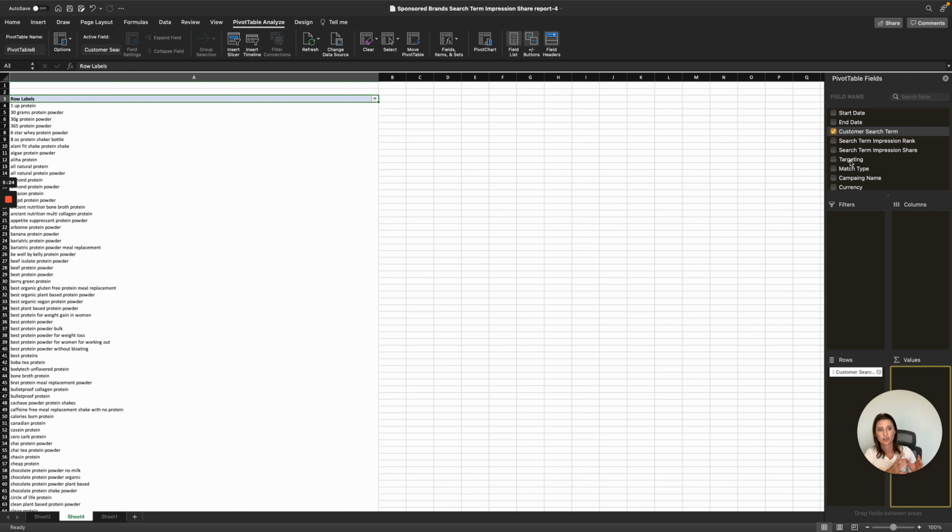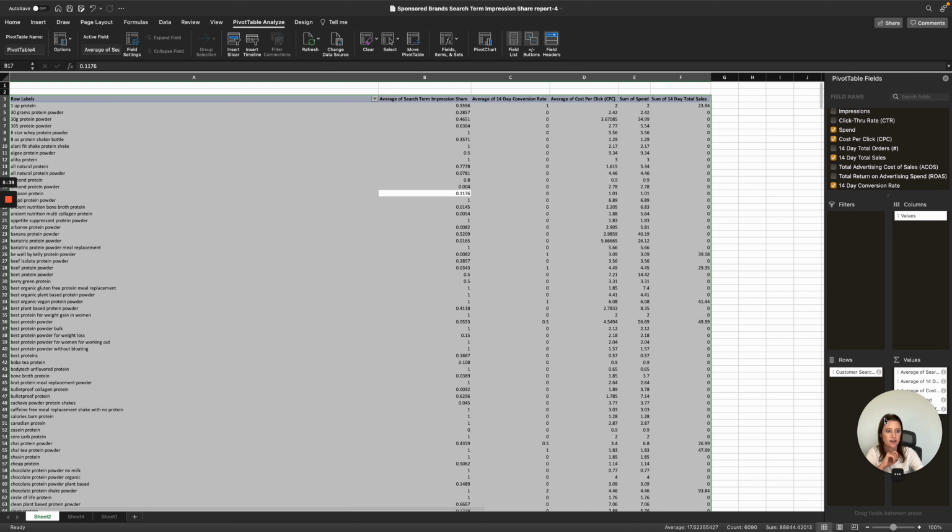But when you get it on the search term level, that's going to allow you to make better decisions that are more granular for the specific search terms. So for future changes, I like using customer search term. And then I'll add a few other values, which I'll show you here.